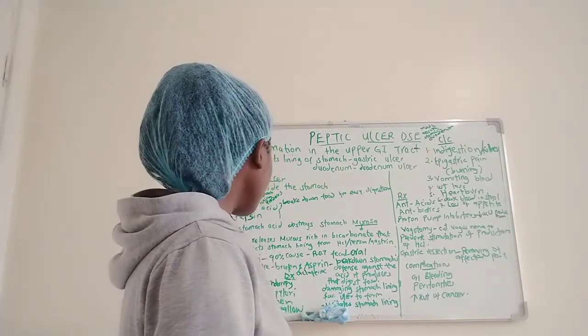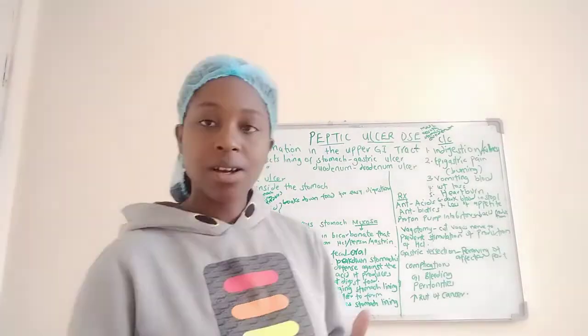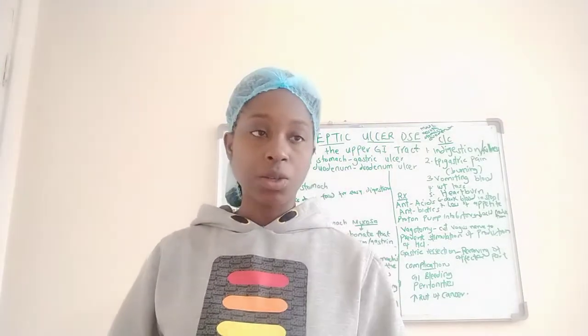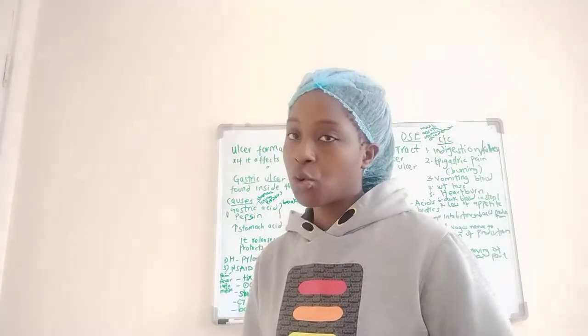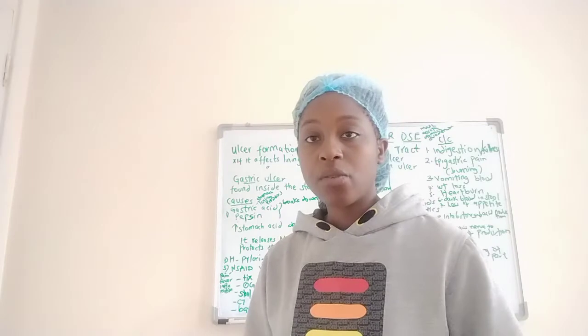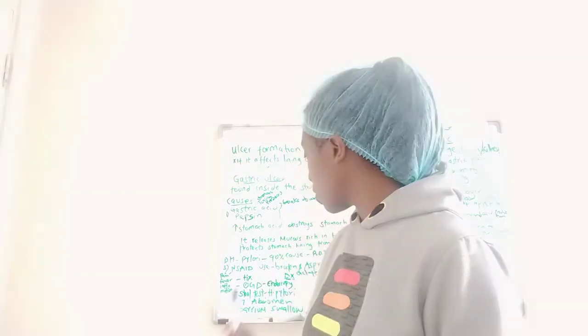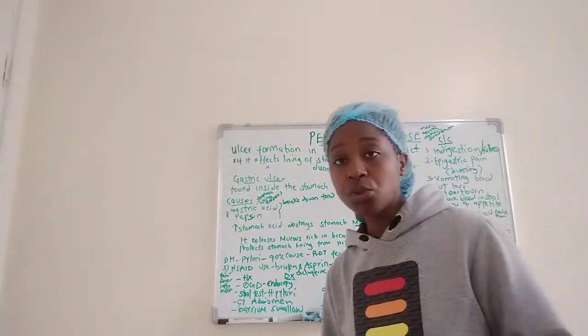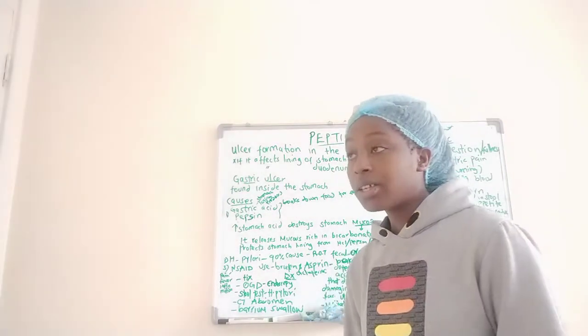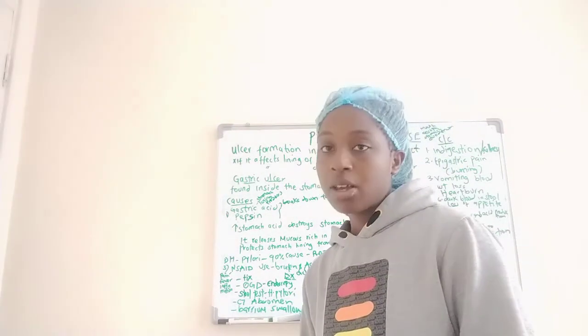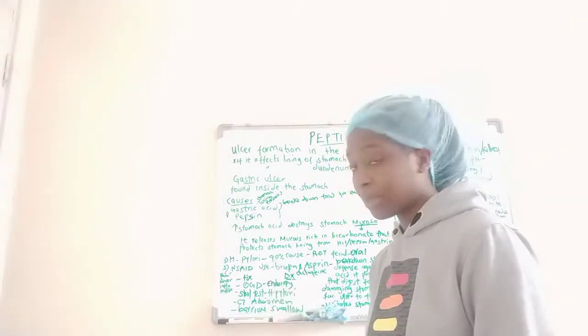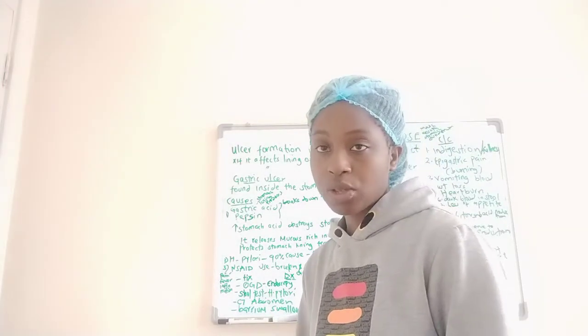So, how is a diagnosis of a peptic ulcer made? Once you come to the hospital, you explain these symptoms to the doctor. How will he be able to tell that you have peptic ulcer disease? Number one, we have history taking. These clinical features can make a clinical diagnosis through the symptoms.